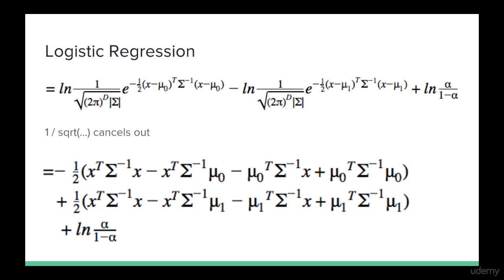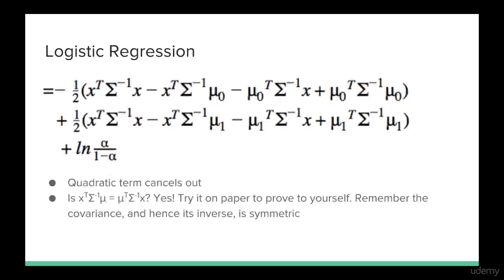Once we have the exponential terms logged out, we can expand them like this, so we just have a simple sum of products. Notice that the quadratic terms cancel out. That's where you see the x twice. Now you might think that if you see x transpose sigma inverse mu, it's not the same as mu transpose sigma inverse x. And it's good to be careful with things like this. But I would highly recommend trying it yourself on paper to prove to yourself that they are equal. Remember that the covariance and its inverse are symmetric.